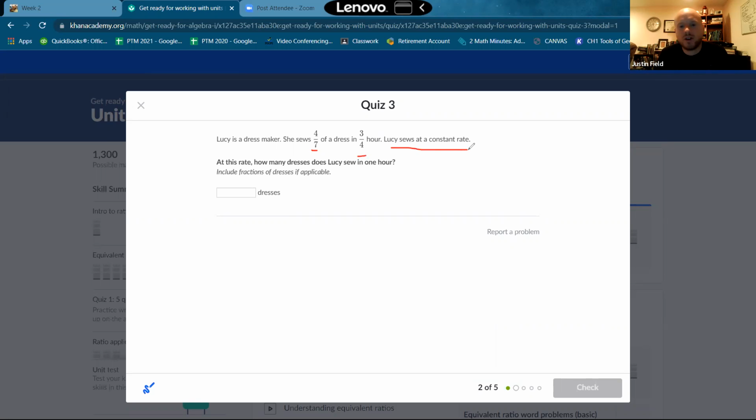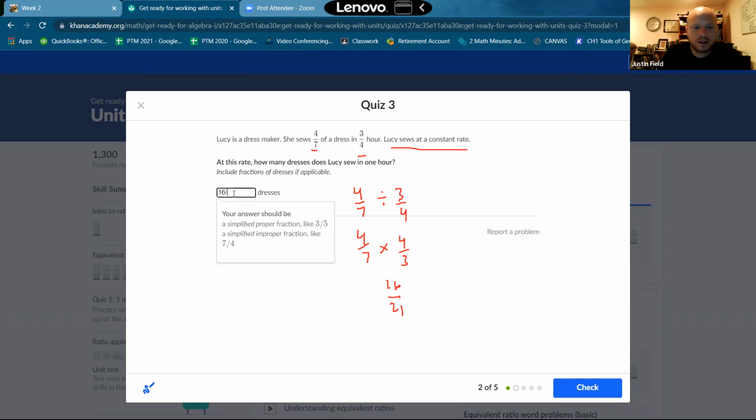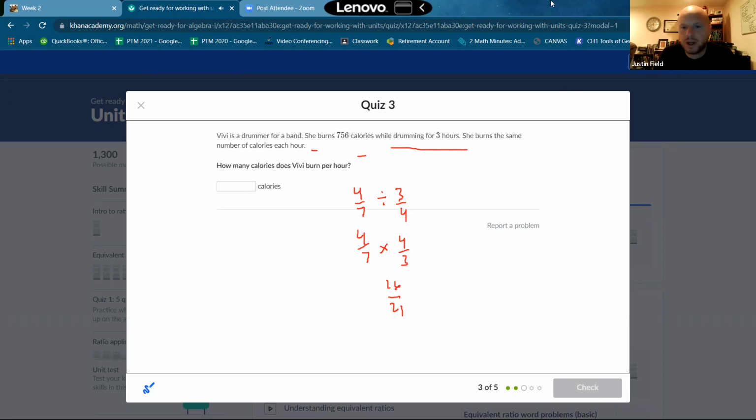Anytime we're trying to find the unit rate, what we do is we take and divide our two quantities. So 4/7 of a dress, we're just going to divide it by 3/4 of an hour. But when you divide fractions, you flip and multiply. So that would be 16/21. So that's going to be my answer. 16. No. So I'm about to say if I made a mistake, but I did not.